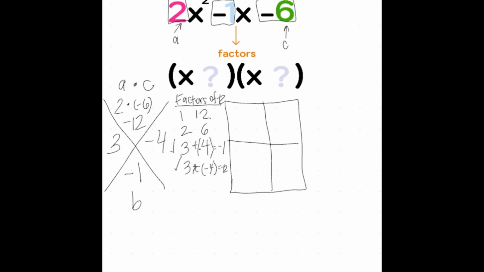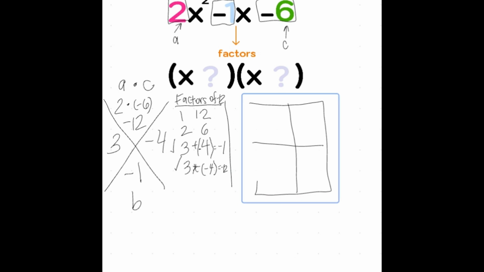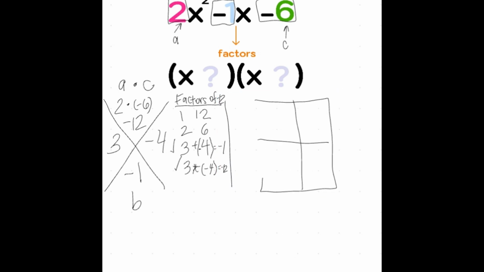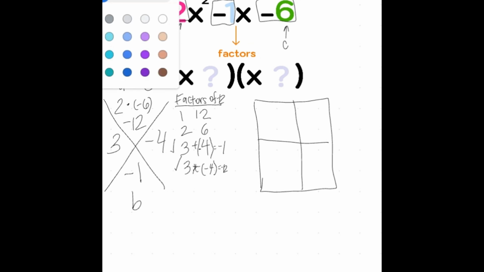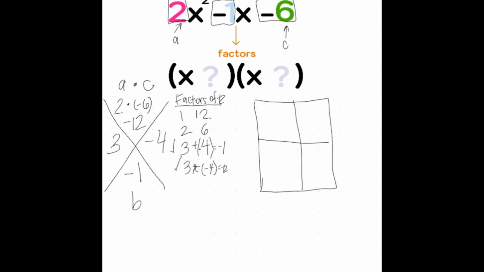Now it's time to fill in our box. This is really simple. We're just going to take our x squared term and put it in the bottom left, and then we're going to put our constant diagonally across, let me be more specific, in the top right box. In this case, it is -6, or the variable c. So I'm just going to fill this in. So we have 2x squared, and then we have -6 up in the top.